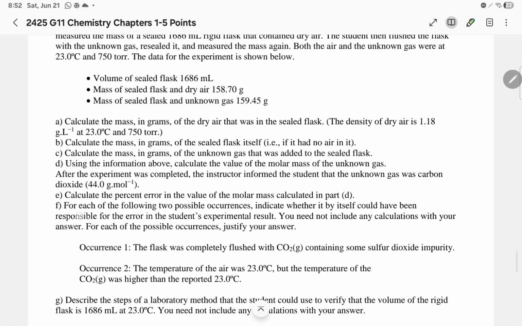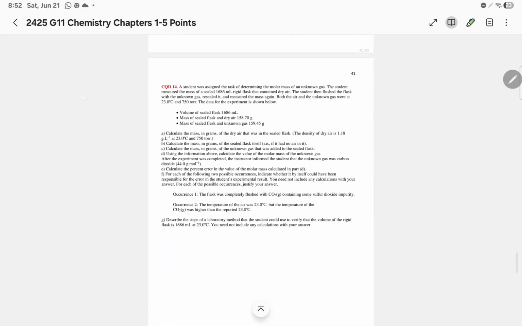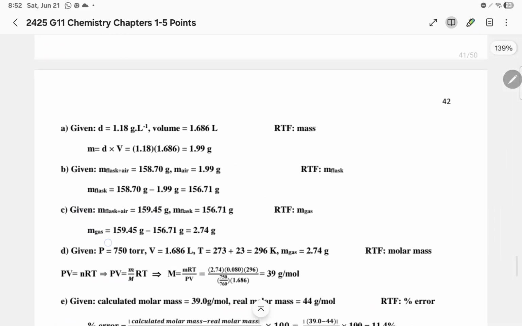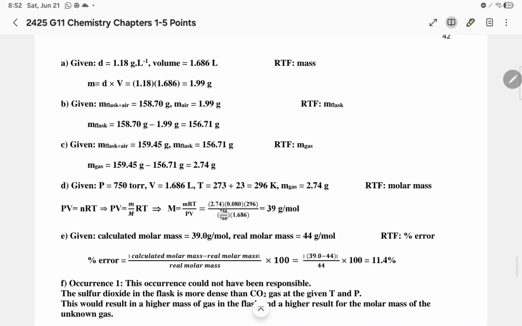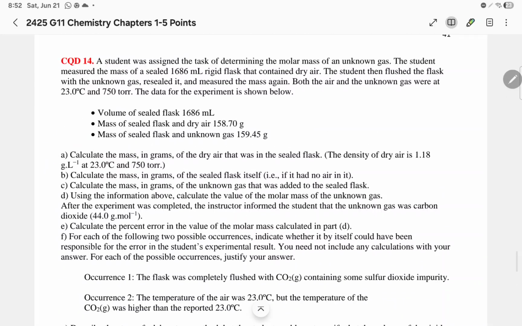Using the information above, calculate the molar mass of the unknown gas. Now we know that PM equals dRT, and they want the molar mass. Weren't we given density? So using the information above, calculate the molar mass of the unknown gas.